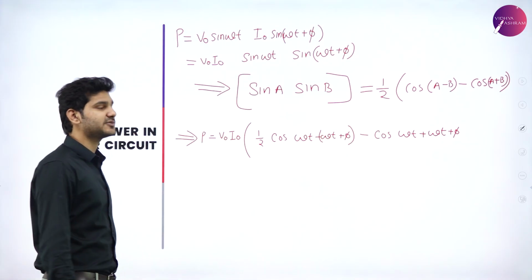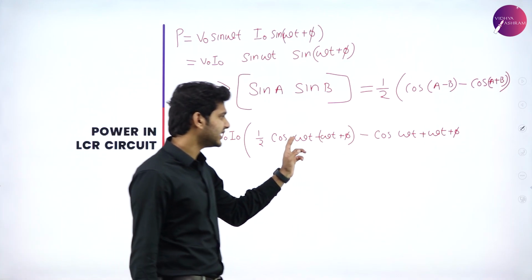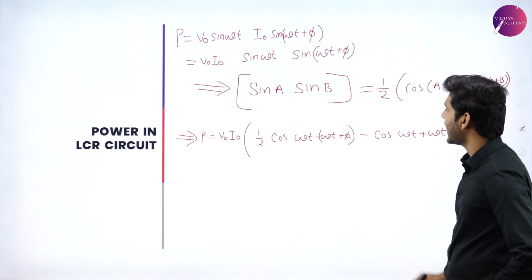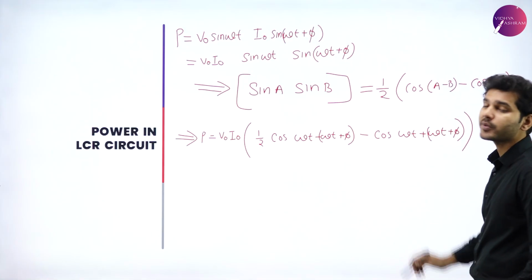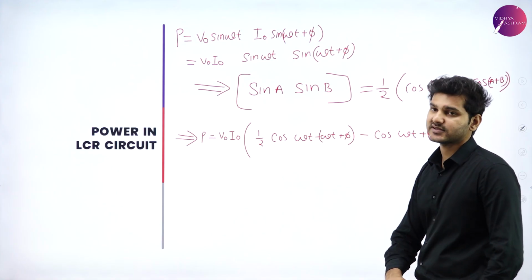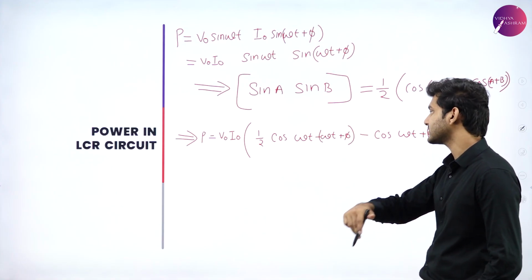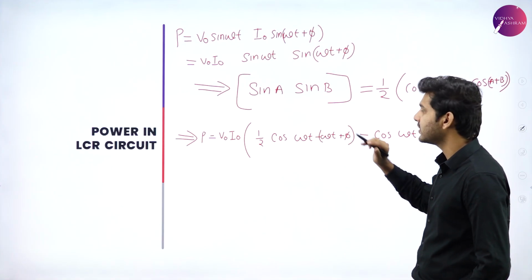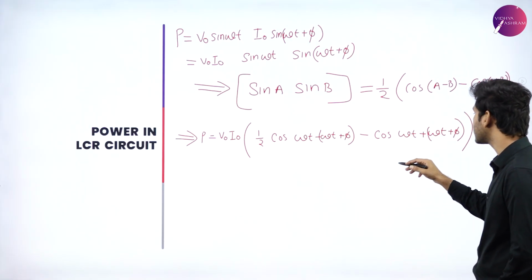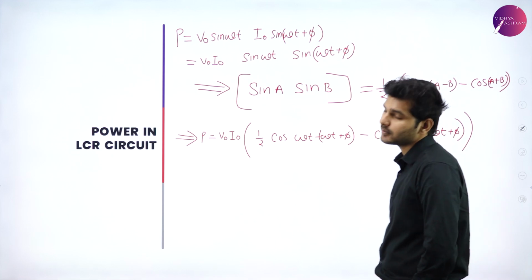So when I open these particular brackets, you can see that it is omega t minus omega t on one side and omega t plus omega t on the other side. So I can simply write, these omegas will cancel each other out. Omega t and omega t will cancel each other out and only phi will be remaining, which means cos phi minus cos(2 omega t plus phi).